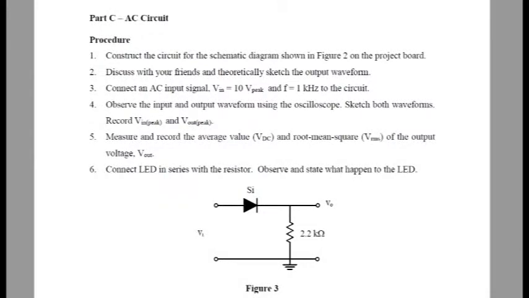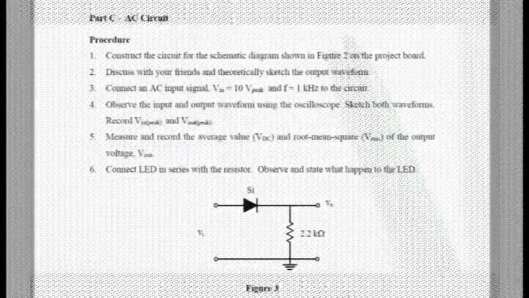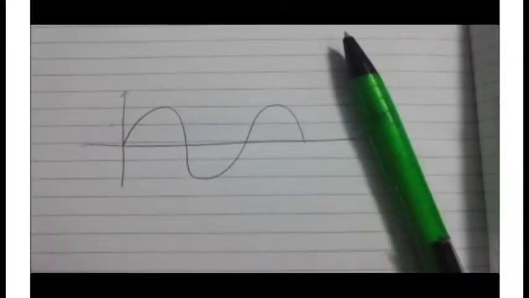Hi everyone, my name is Andrew, and now I'll be explaining Part C, which is the AC circuit. After some discussion with the team, theoretically, we conclude that the output waveform from the AC circuit will be a sine wave graph. Step 3.